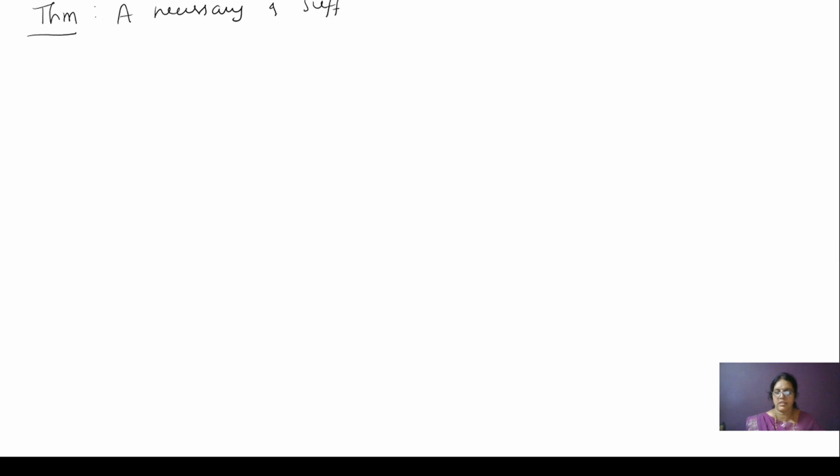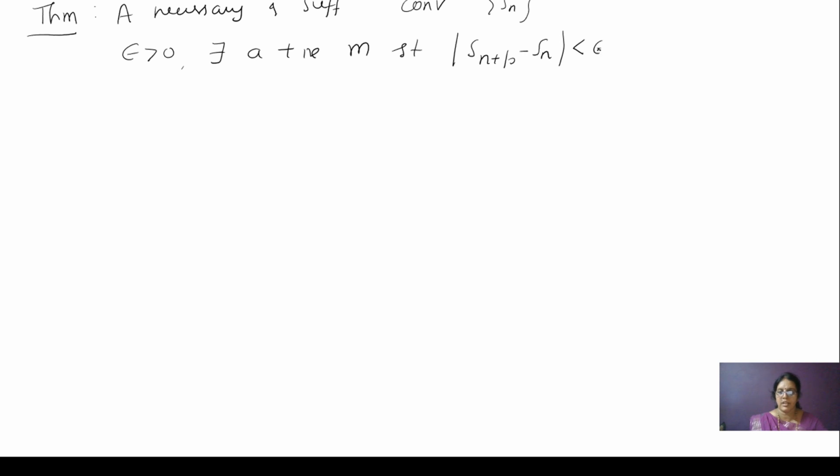for the convergence of the sequence Sn is that for epsilon greater than 0, there exists a positive integer m such that modulus of Sn plus p minus Sn is less than epsilon for every n greater than or equal to m and p greater than or equal to 1.